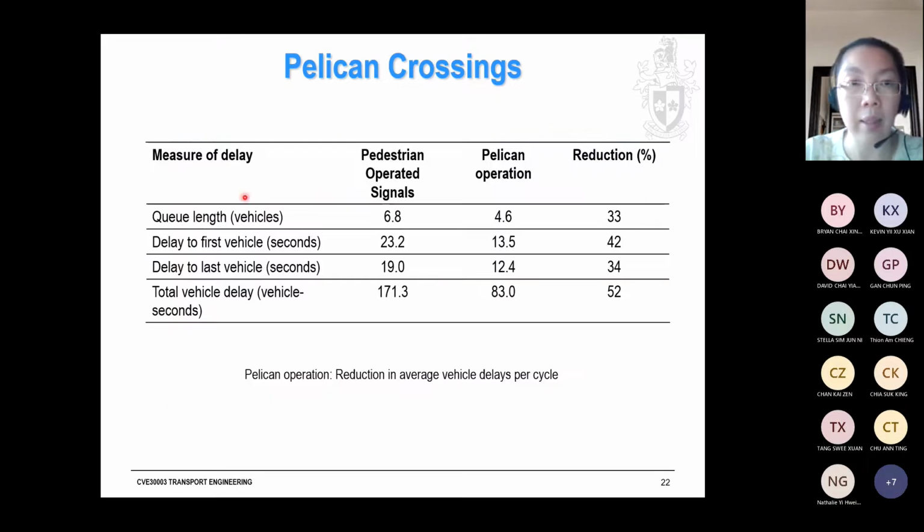And if we look at this measure of delays here between pedestrian operated signals and also Pelican Crossing, you can see that for queue length, there's a reduction of about 33%, and delay, especially to the first vehicle, that's about 42%, and total vehicle delay is about 52%. So that's a lot of reduction.